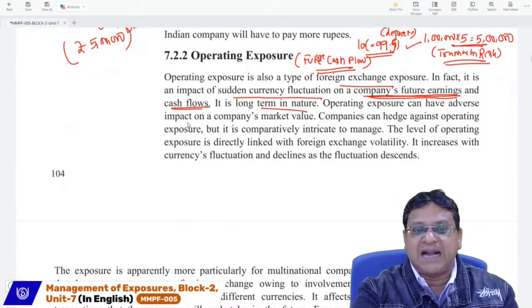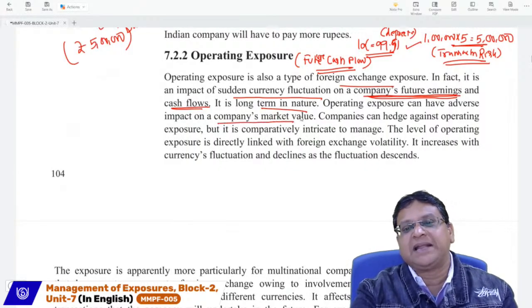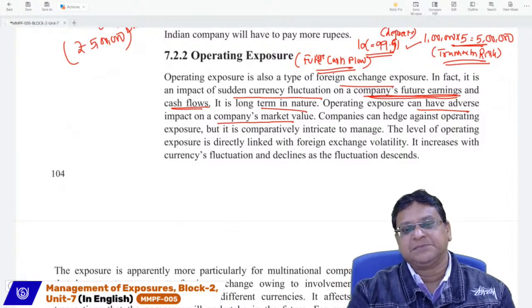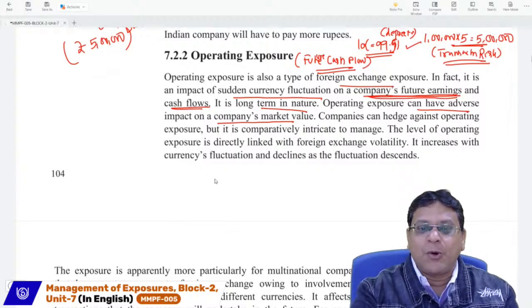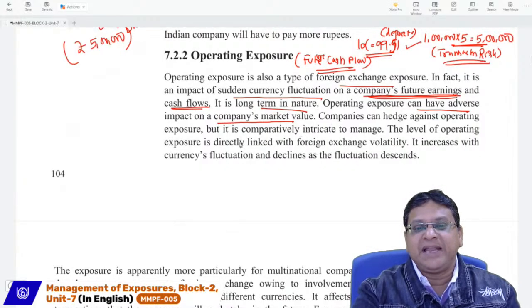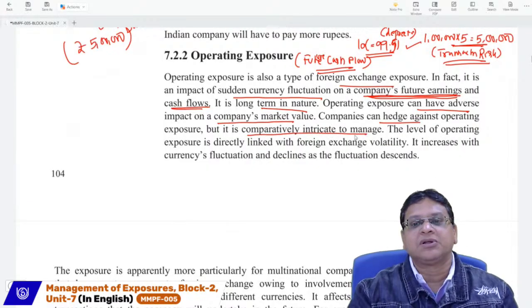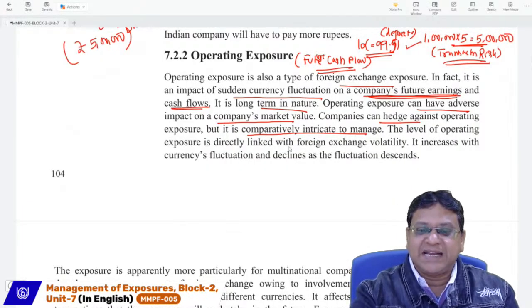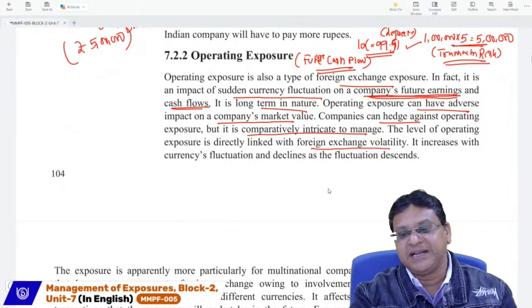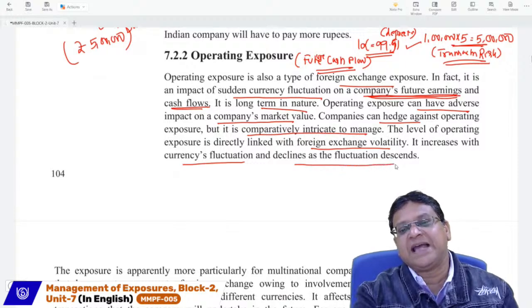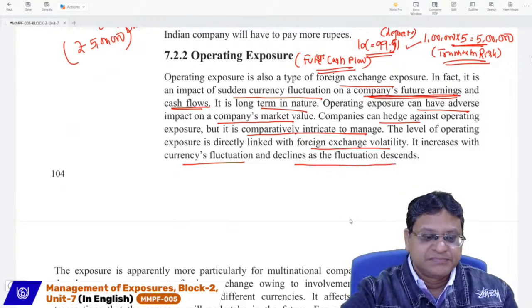Operating exposure can adversely impact the market value of the company. It may impact the competitive position of the MNC. Hence, managing and hedging operating risk is comparatively more difficult than transaction risk. The level of operating exposure is directly linked with foreign exchange volatility. It increases with currency fluctuation and declines as fluctuation subsides.